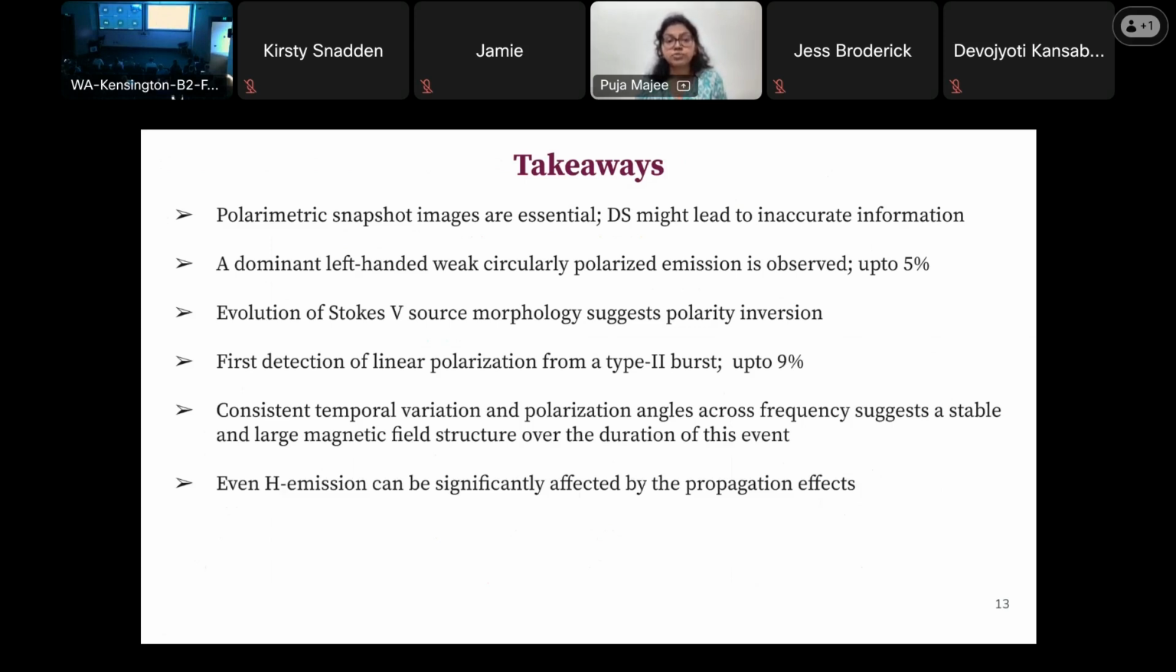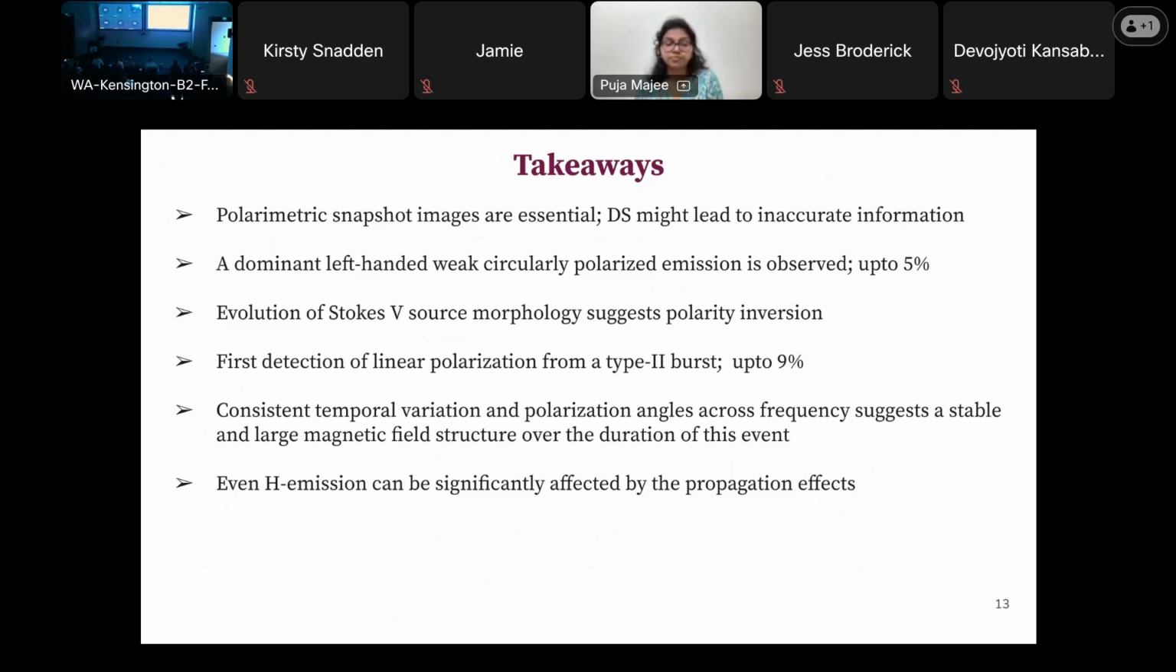For this particular event, we found a dominant left-handed, weakly circularly polarized emission, which goes up to 5%. The evolution in the Stokes V maps shows that there are significant propagation effects and polarization inversion. This is the first time we found linear polarization from a type 2 solar radio burst, which goes up to 9%. And as you have already seen, the temporal variations as well as the polarization angles across different frequencies are very consistent, which tells you there is a very large and stable magnetic field structure during this event.